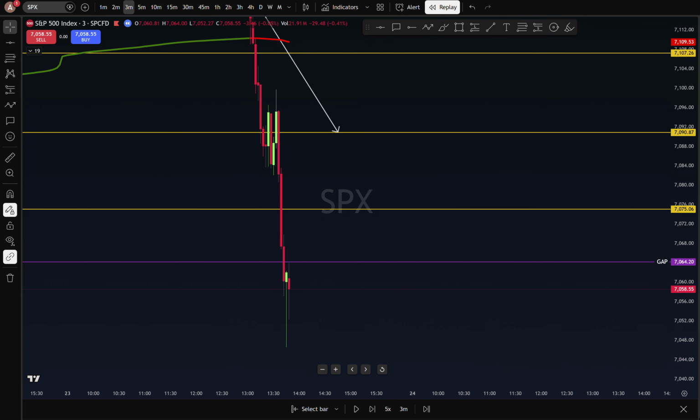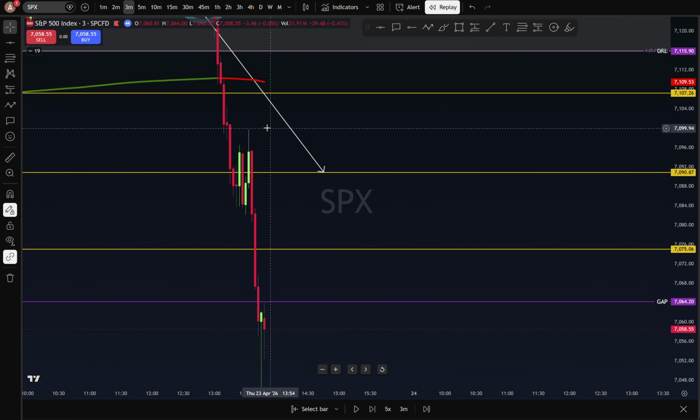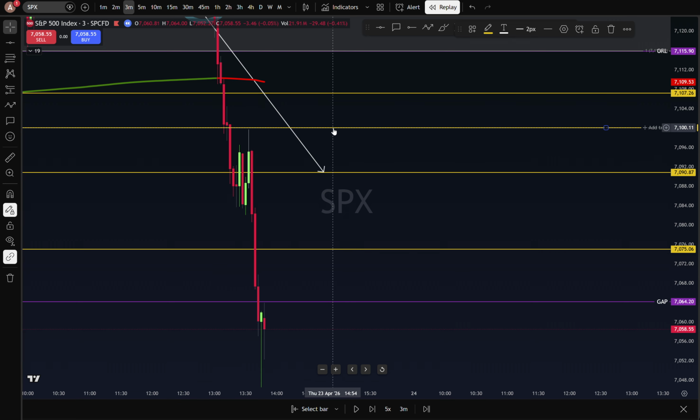Okay, but this update came way earlier. I took the screenshot by 1:50, so this is saying around 1:00. This here is a new king. Okay, new king level, king knot. So we mark this as a king knot.